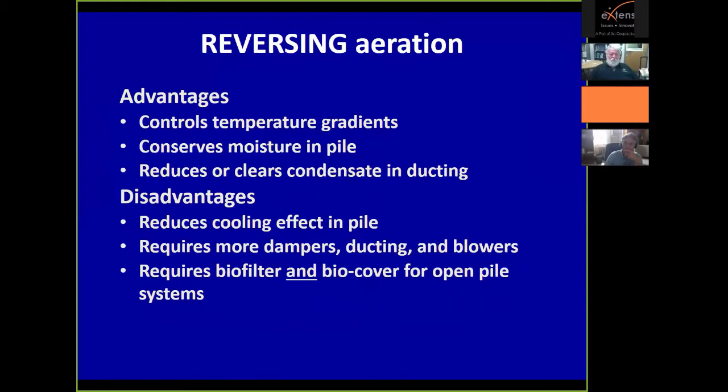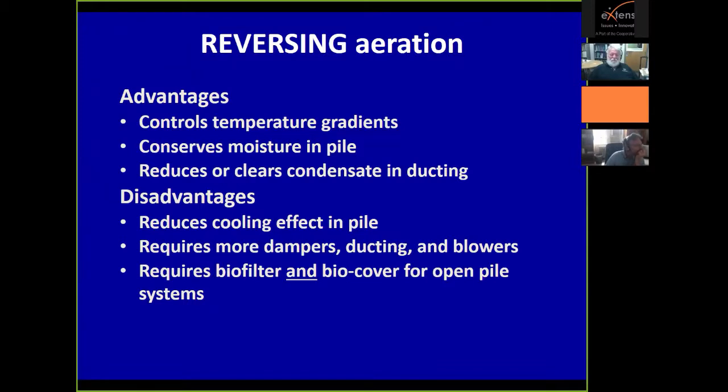As I mentioned before, the Phoenix facility uses reversing air. This is a fairly recent development, probably in the last 5 to 10 years. You reverse from positive to negative. You have the ability to reverse what's called short circuiting.